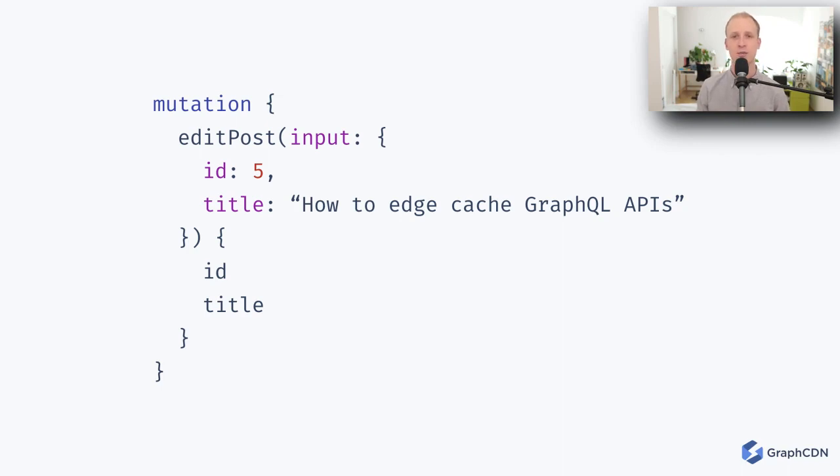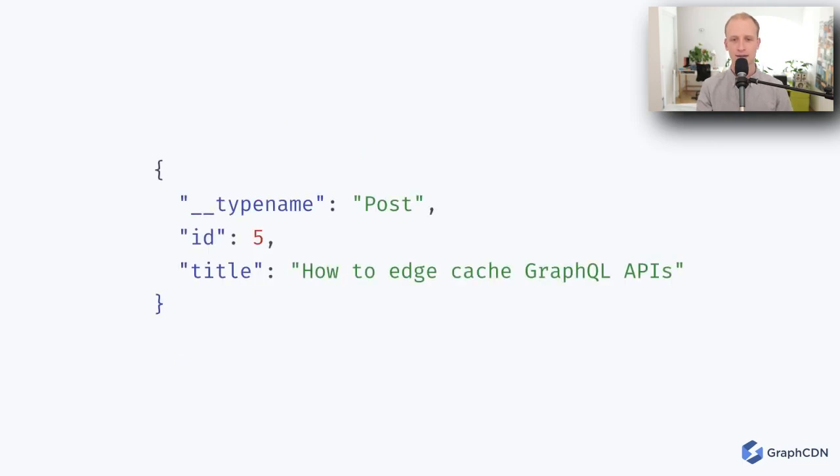And again, we can do the same thing we did for the query and add the __typename field to the response. Now, when that response comes back from the origin to our client, the client can look at this response and go, oh, look, we just sent a mutation to the origin.